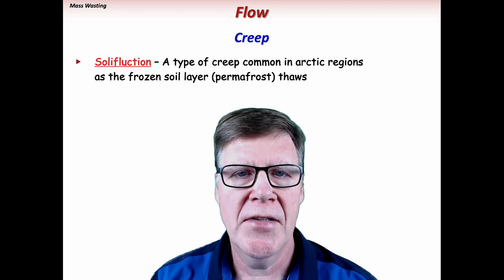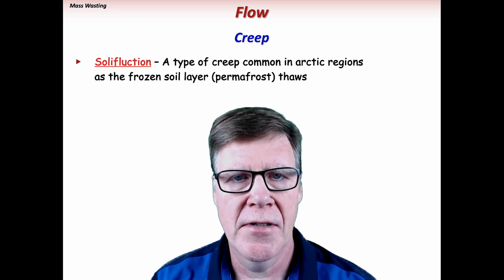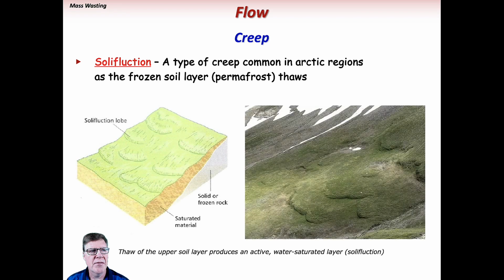Solifluction is a type of creep common in Arctic regions. This occurs as the frozen soil layer, or permafrost, thaws and produces an active, water-saturated layer. Arcuate solifluction lobes are distinctive signatures of this process.